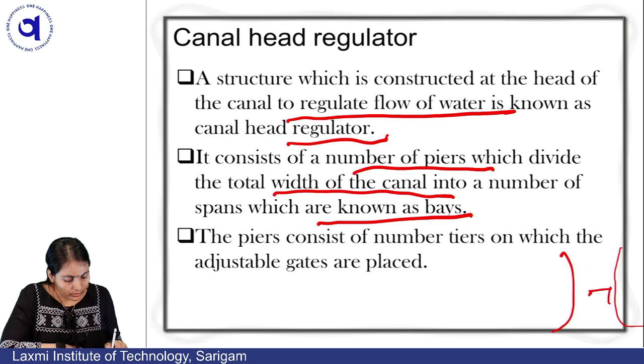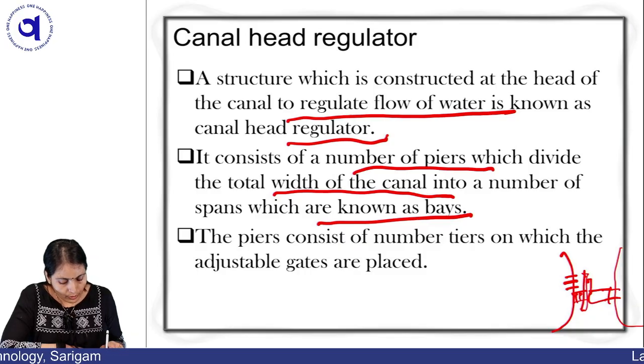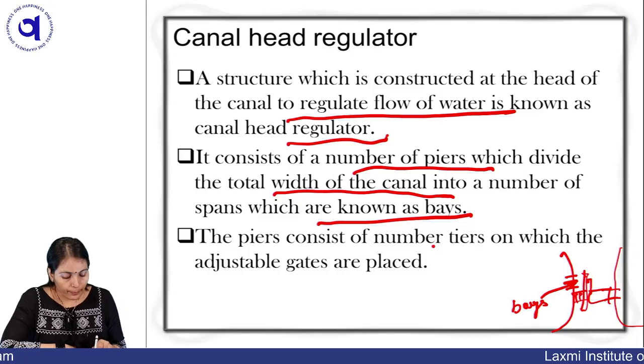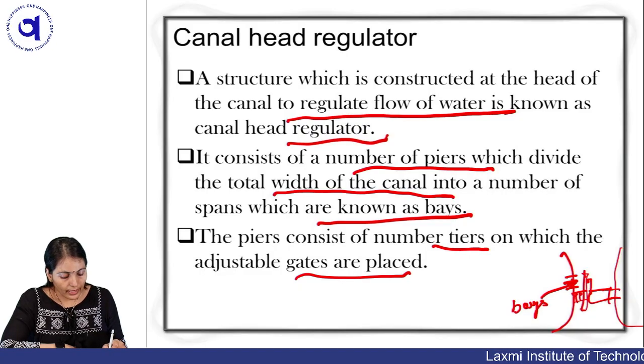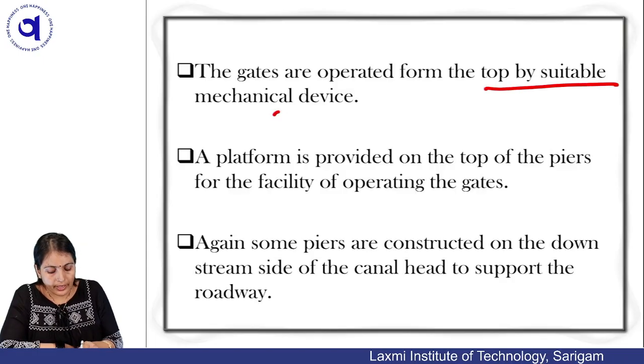This portion is the weir. This is the divide wall, this is the fish ladder, and this is the undersluices. Here we provide a number of piers, and the spans between them are called bays. Understood? The pier consists of a number of tiles on which adjustable gates are placed. So here you can find the adjustable gates.